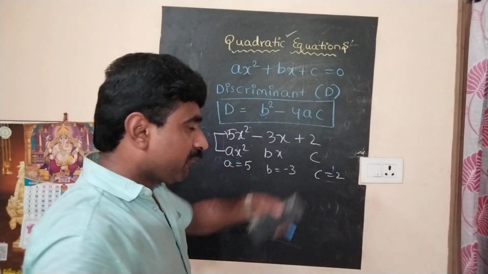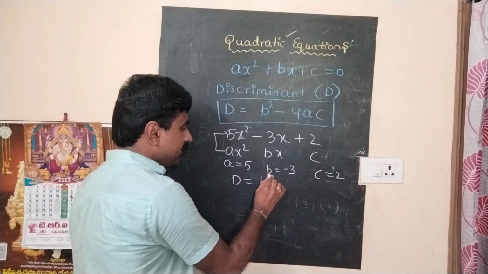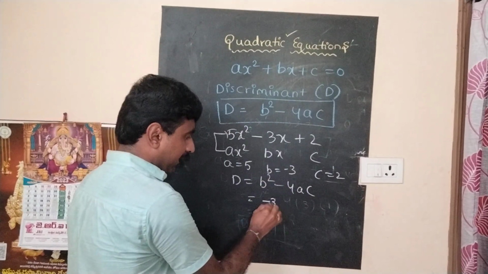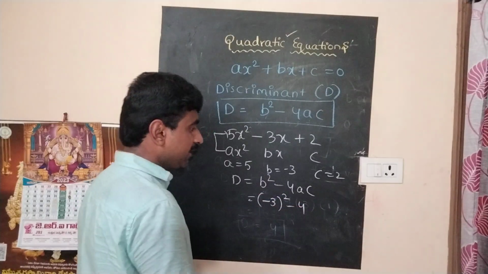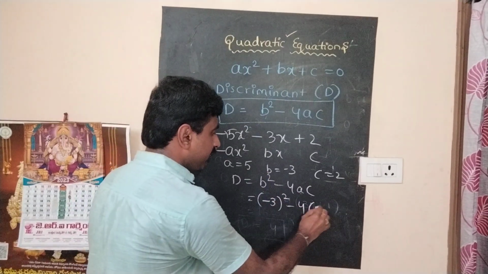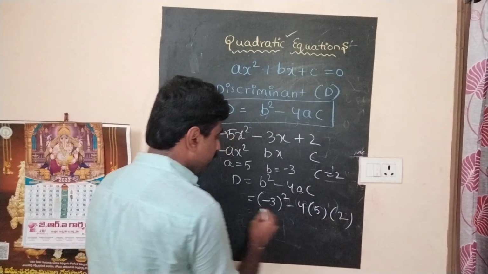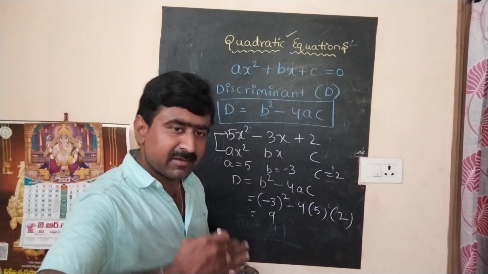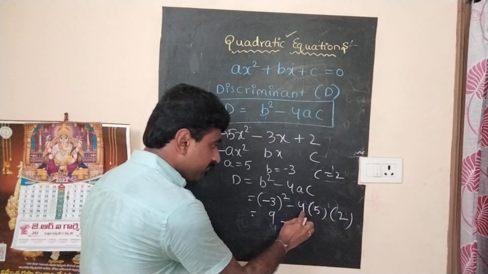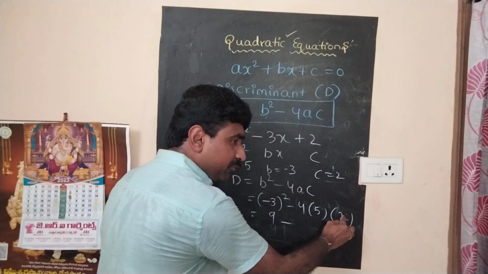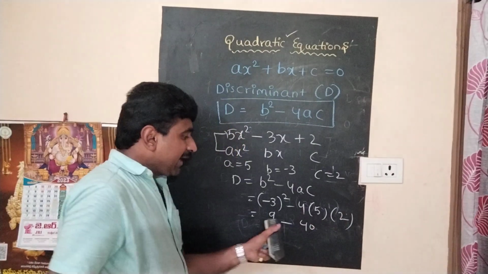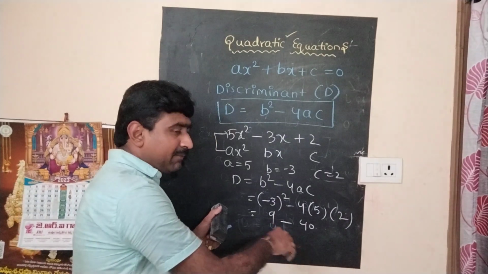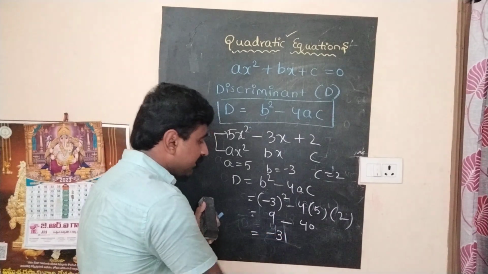So by using the formula D equal to b square minus 4ac, in the place of b we get minus 3. So minus 3 square minus 4 into, in the place of a we are having 5, in the place of c we are having 2. So minus 3 square means plus 9, because minus 3 into minus 3 will give plus 9. Minus 4 5s are 20, 20 into 2 is 40. So 9 minus 40. So from minus 40 we need to take the 9. So 9 minus 40 చేస్తే మనకి ఫైనల్లీ మైనస్ 31.